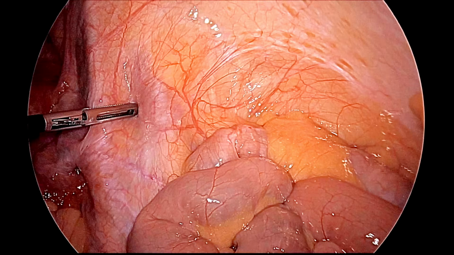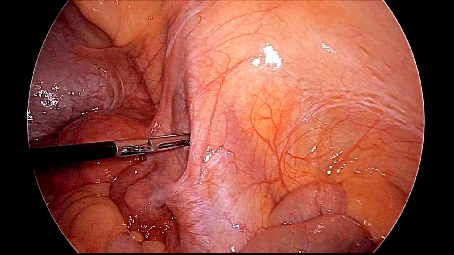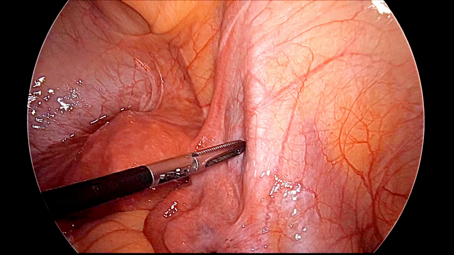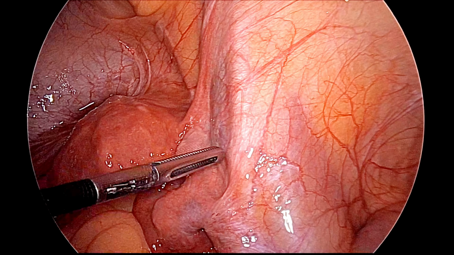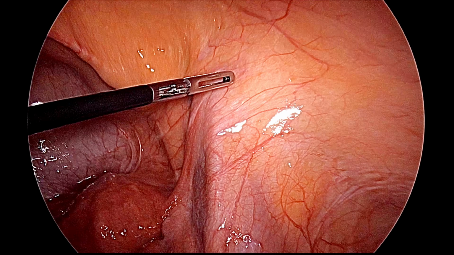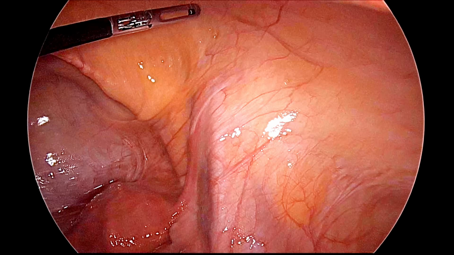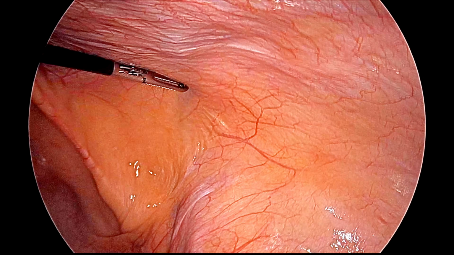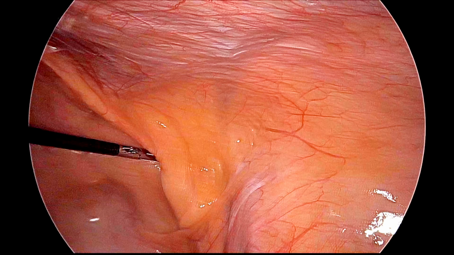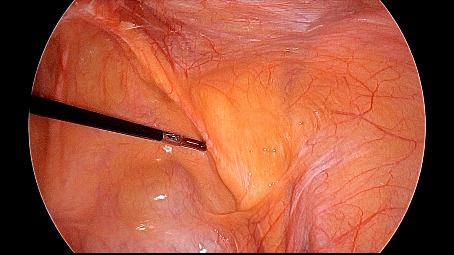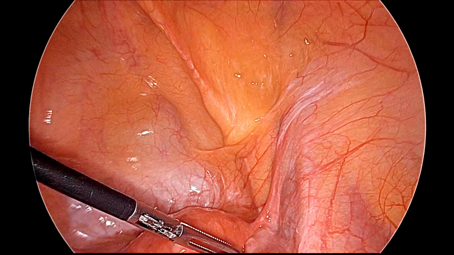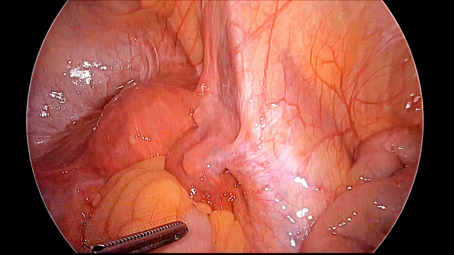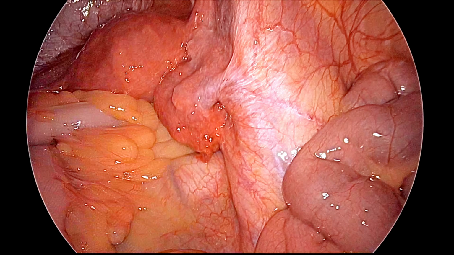After that, this is the psoas muscle, and here is the external iliac artery. This is the external iliac, and this is the external iliac vein. The vein is medial, the artery is lateral, and this is the deep ring. And here is the inferior epigastric vessel, which is a branch of the external iliac artery and vein. This is the medial umbilical ligament.